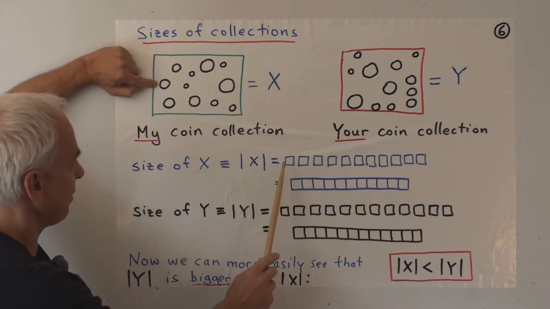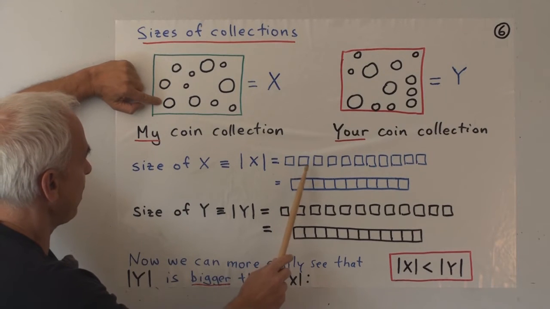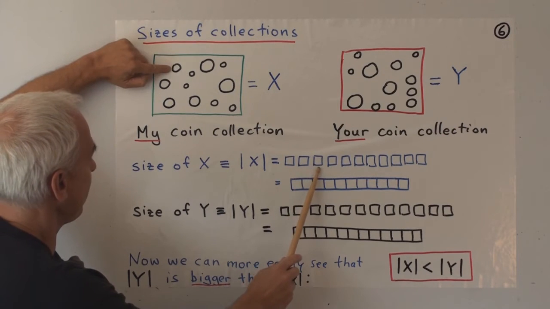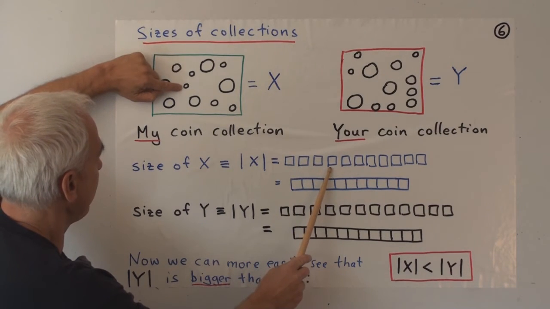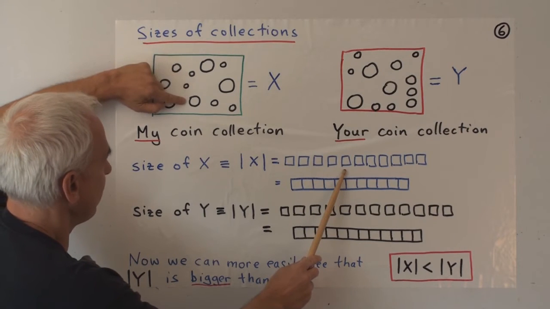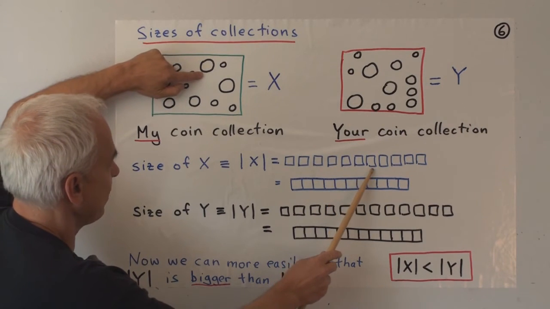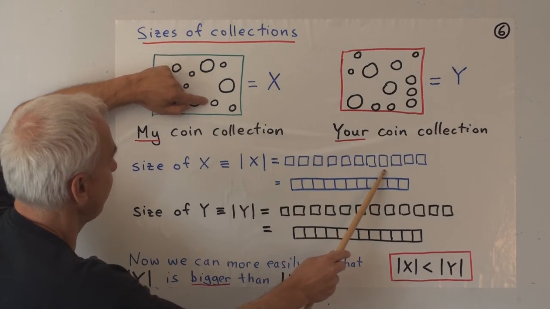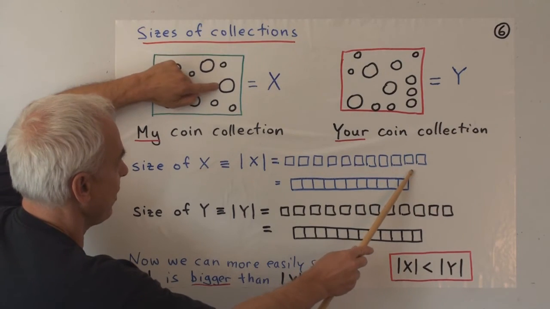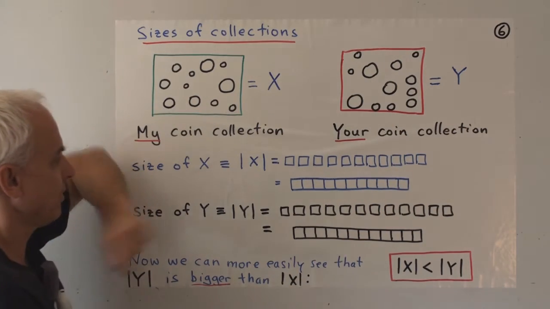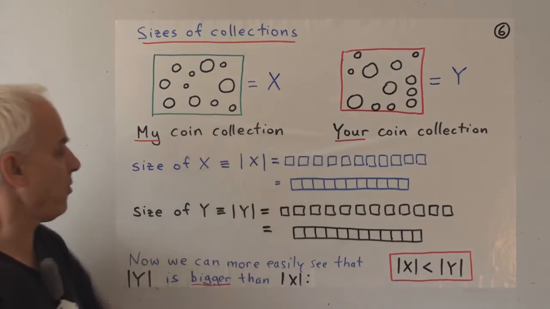So this coin here, I'm going to make that cell. This coin here, that cell. This one here, that one. This one here, that. This one here, that. This one here, that one. This one here, this one. This one gets that. This one there. This one there. And this one there. So I've written down one cell for every one of my coins.